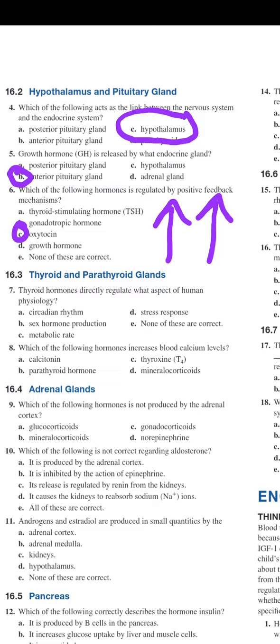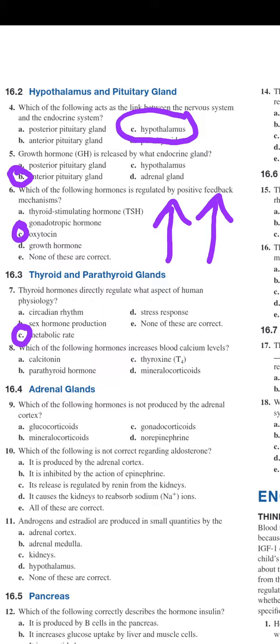Thyroid hormones directly regulate what aspect of human physiology? Circadian rhythm, that's melatonin. Stress response, cortisol. Sex hormone production, this is FSH and LH. Metabolic rate, yes, because depending on the situation, it can tell the cells to take in more nutrients. Okay, so it does have a role in metabolic rate.